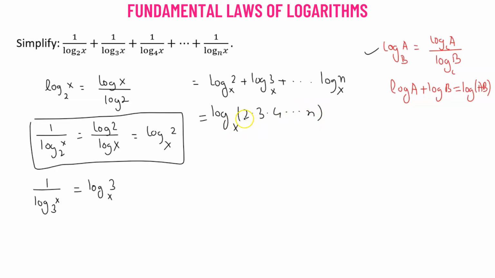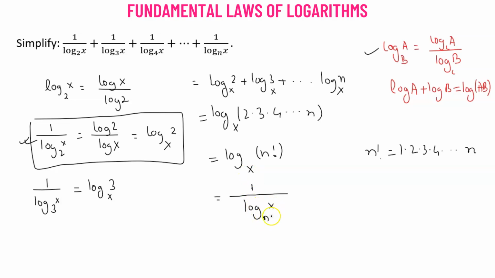Now the product of 1, 2, 3, 4 all the way up to n is n factorial. So this is n factorial, which is given by the product of 1, 2, 3, 4 going all the way up to n. Now this can also be expressed as 1 divided by, using the same idea, log of x with the base of n factorial. That means our final result, the simplified value of this given logarithmic expression, will be 1 over log of x with a base of n factorial.